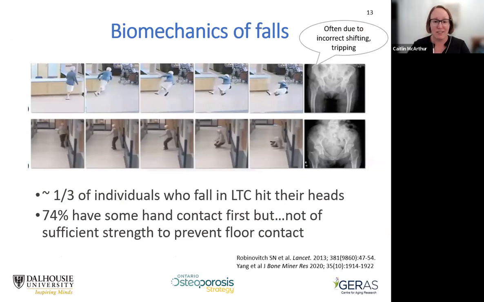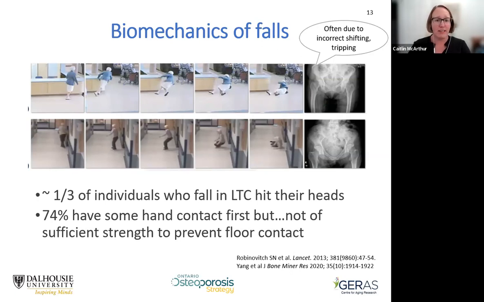There was this research study done by Rabinovich and colleagues out in BC, and they looked at the biomechanics of falls. They basically videotaped common areas within long-term care homes and characterized how people fell. And they found that the most common reason that people fell was because of incorrect weight shifting and tripping. So there's a few pictures here of what that looks like, and I have a video in a moment that I'll show you of some falls. But people are often not shifting their weight correctly and then tripping over their feet.